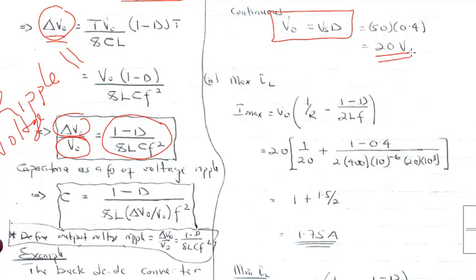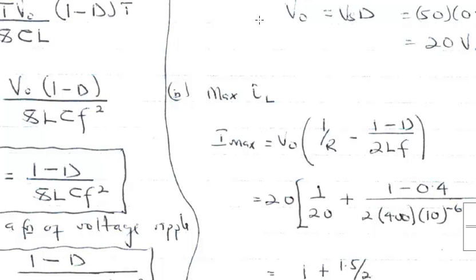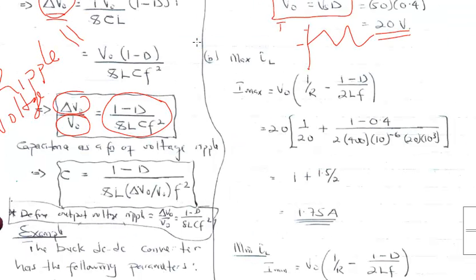The maximum inductor current. If we have the waveform, we want the maximum and then we want the minimum. So first we need to find the maximum inductor current. We have an expression for that. So we go and pick out the expression and find out the parameters within the expression that are known and the ones which are not known.